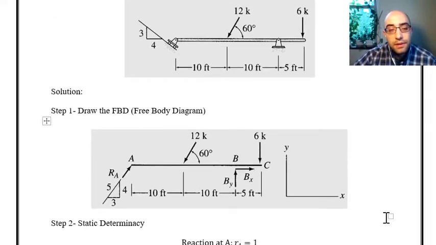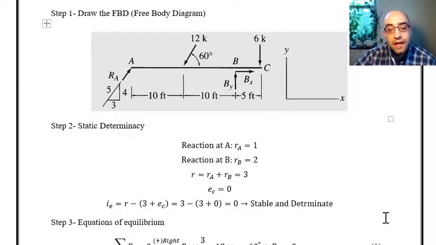The second step is to understand the determinacy or indeterminacy of the beam. We have to remember and use this equation as we talked about earlier in the presentation files. Just put the values instead of the parameters and then check the value of I and see whether it is smaller than 0, equal to 0, or greater than 0.